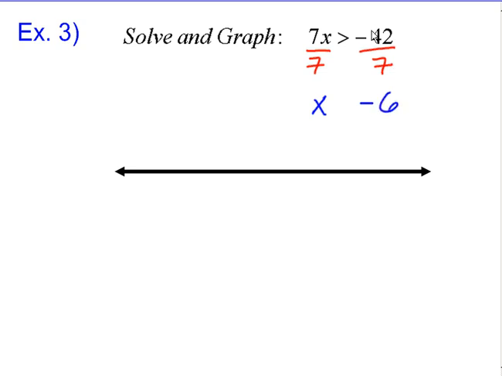It hasn't changed. It started to be a negative, it stayed a negative. Since it stayed the same, we didn't flip it over, did we? It's going to stay greater than. And we didn't divide by a negative number. We divided by a positive number. So it's going to stay on the number line side it was supposed to be.